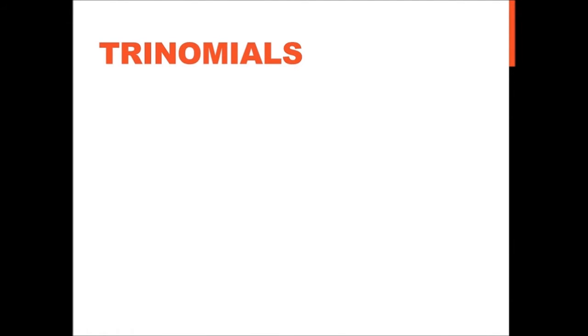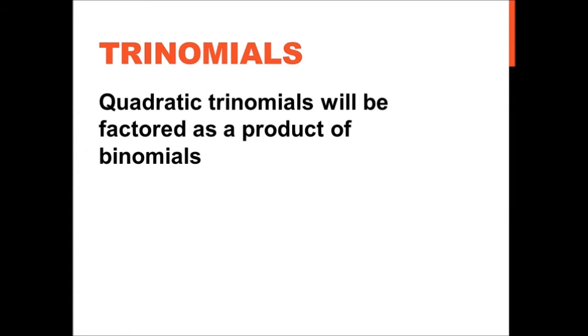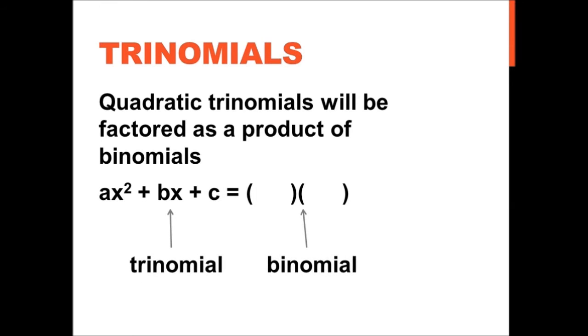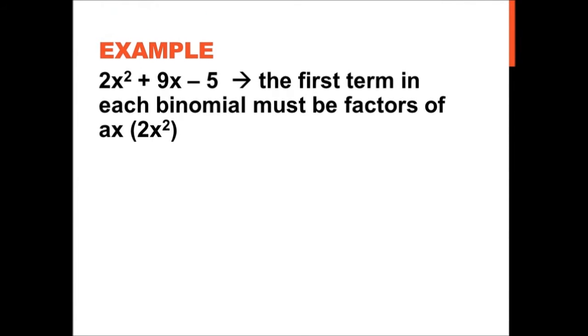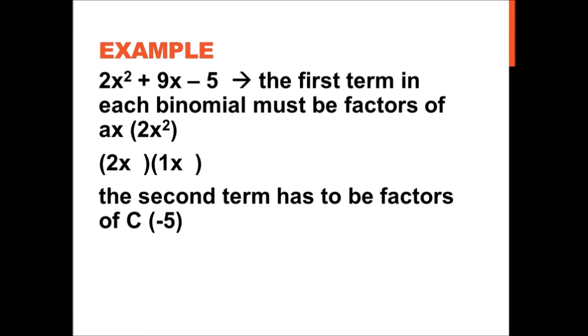Factoring trinomials. Quadratic trinomials will be factored as a product of binomials. ax squared plus bx plus c is a trinomial. For example, 2x squared plus 9x minus 5. The first term in each binomial must be factors of ax, which in this case is 2x squared. The second term has to be factors of c, in this case, negative 5.